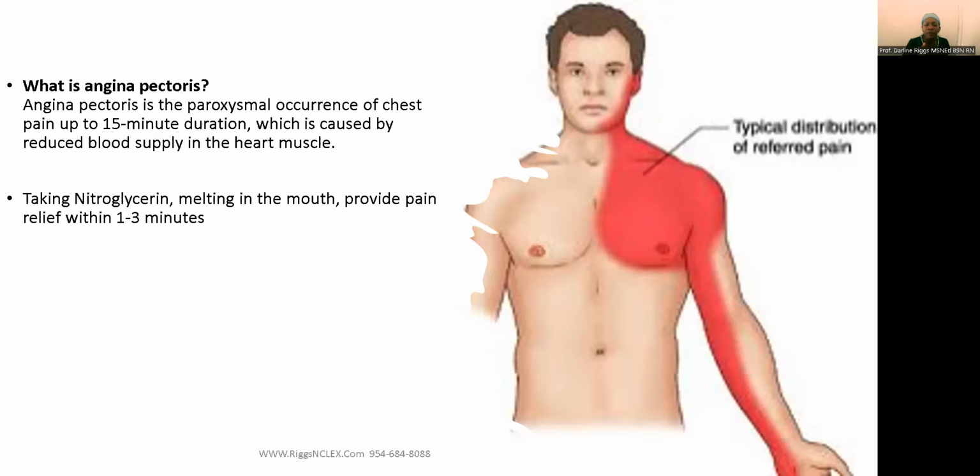So under the tongue, and wait 5 minutes. If the pain is still there, give dose number 2 and wait another 5 minutes. If the pain is still there, give dose number 3 and wait 5 minutes. That's the 15 minutes we're talking about here, up to 15 minutes duration. Now, if the client still has pain after 15 minutes, it is not angina, it's not a partial occlusion.